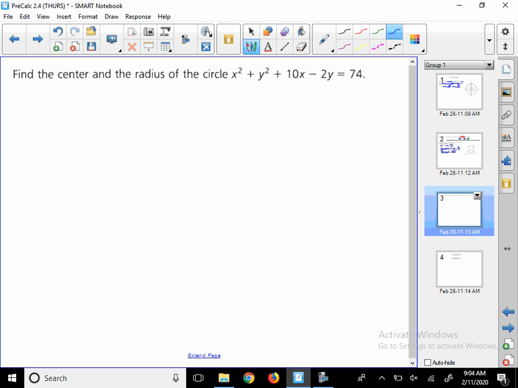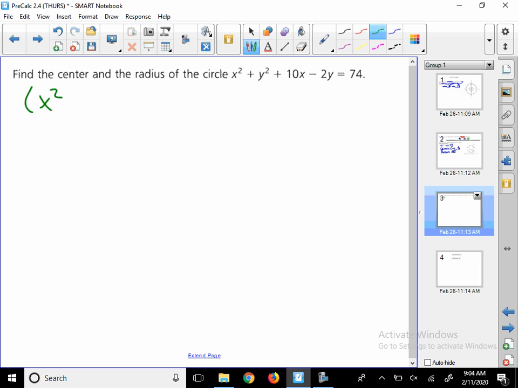The last thing that I've got for you today, we're going to find the center and the radius of the circle. X squared plus y squared plus 10x minus 2y is equal to 74. The first thing I want to do here is group my x's together and group my y's together.